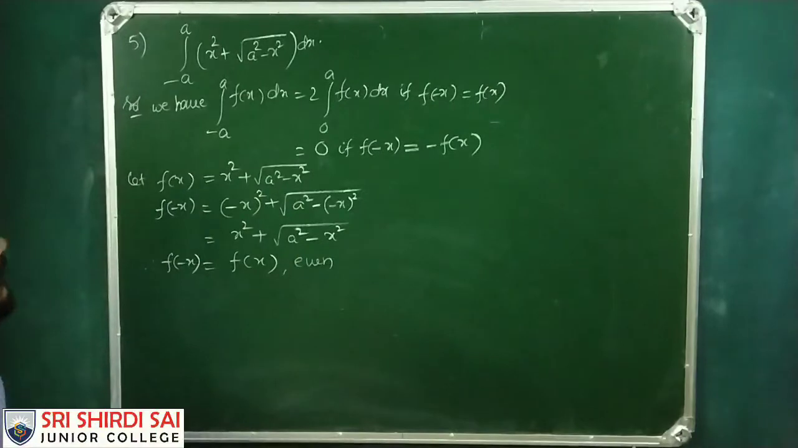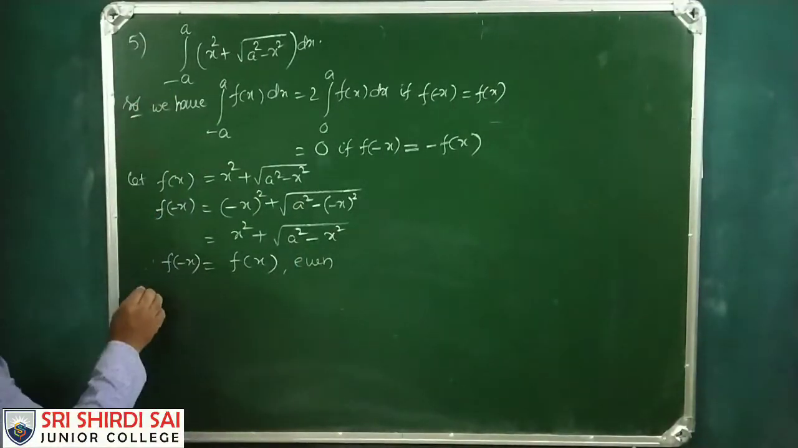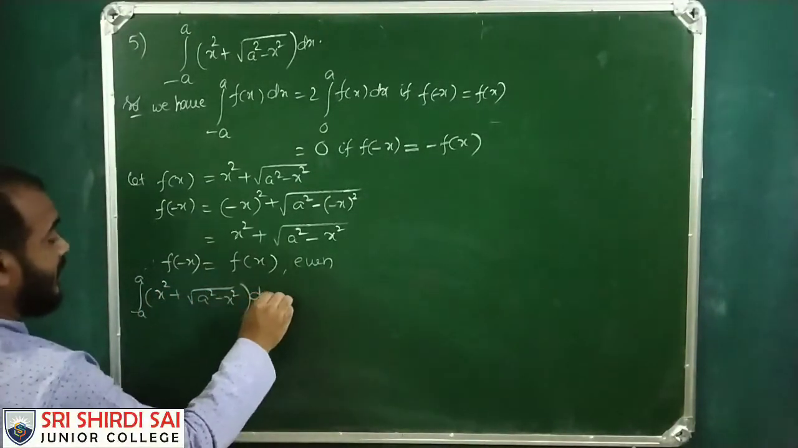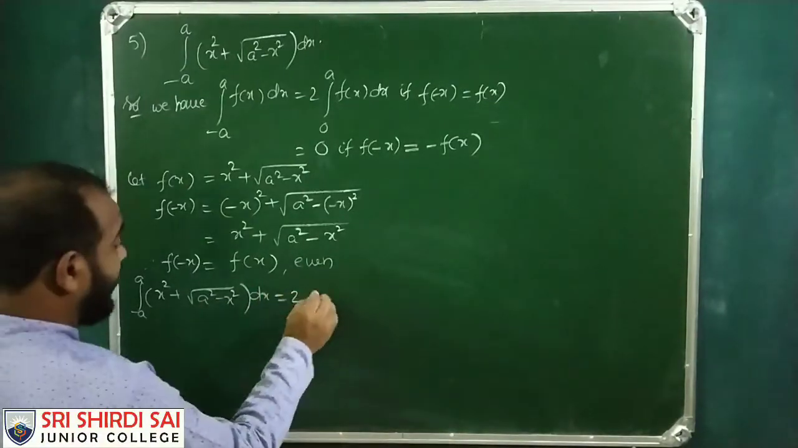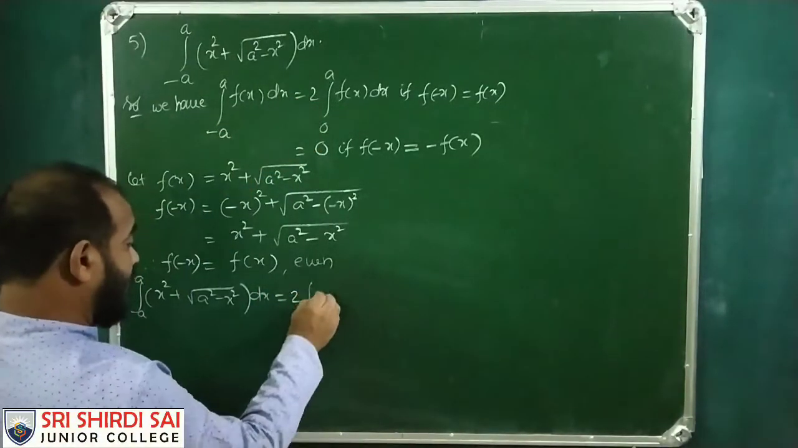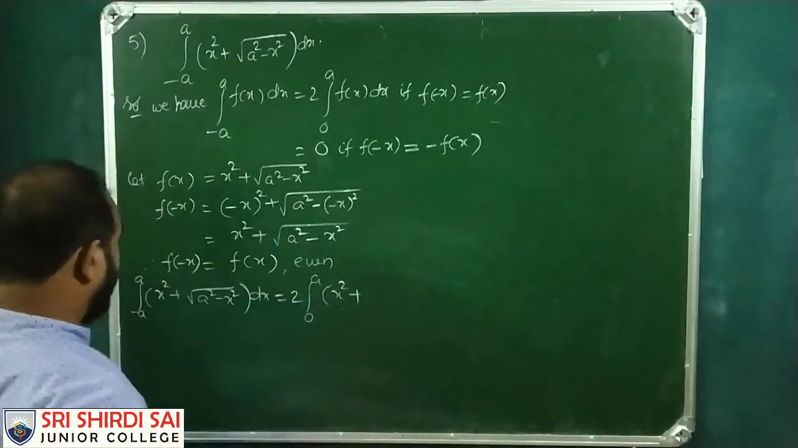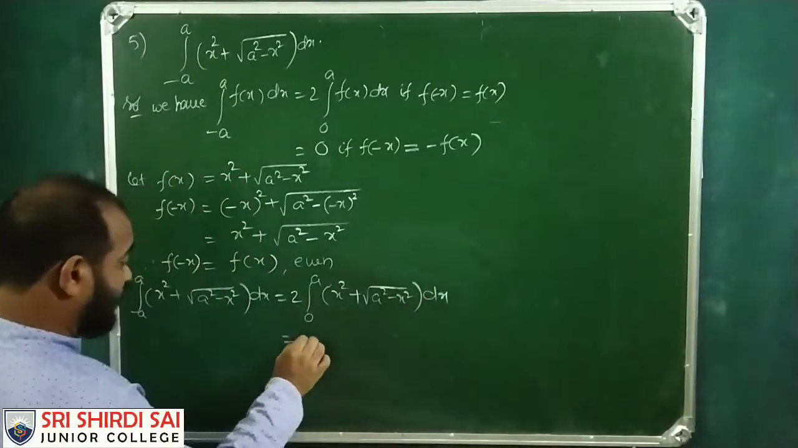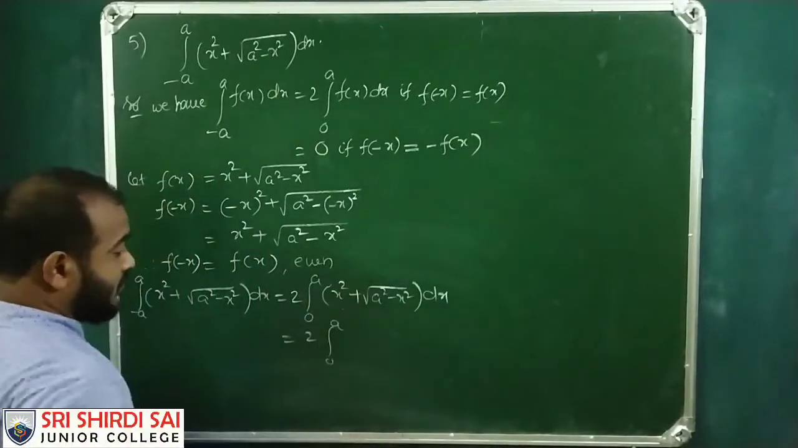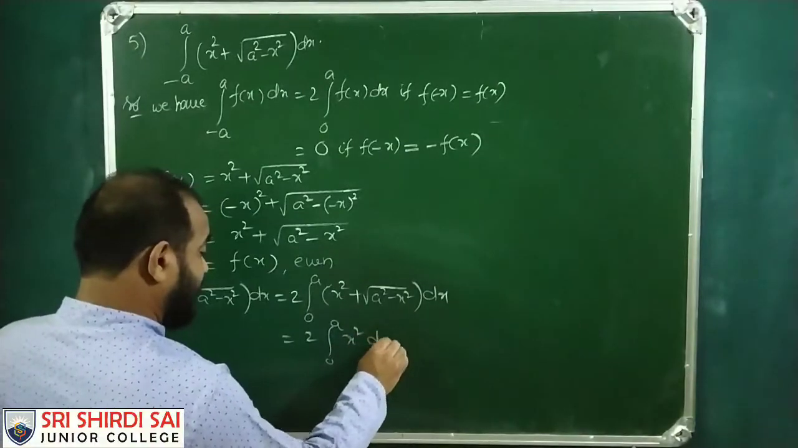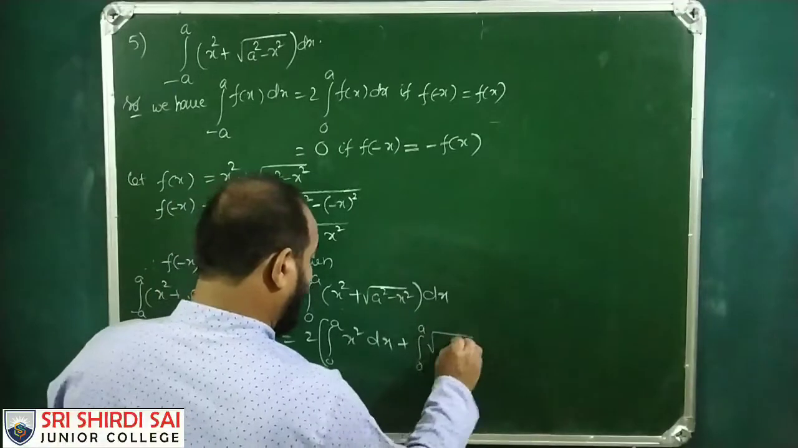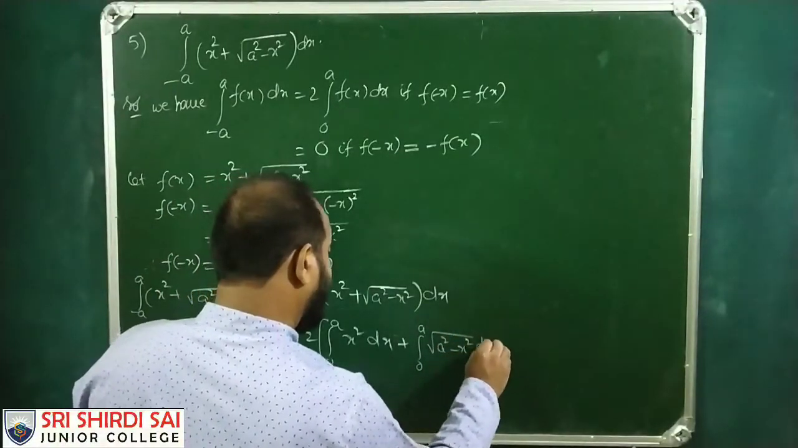So even function means the given integral from minus a to a of x square plus square root of a square minus x square dx can be taken as 2 times the integral from 0 to a of x square plus square root of a square minus x square dx. Now let us split it. 2 times the integral 0 to a x square dx plus integral 0 to a square root of a square minus x square dx.